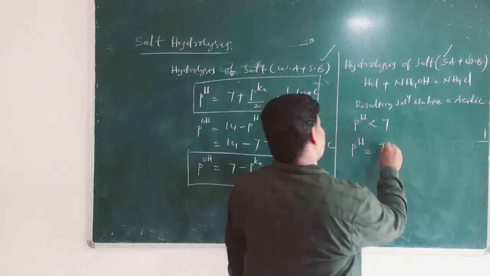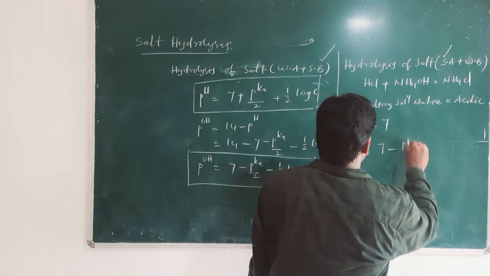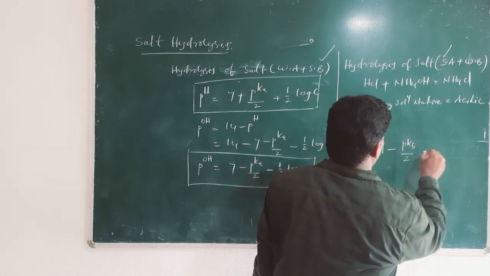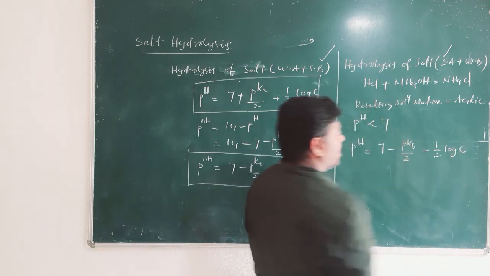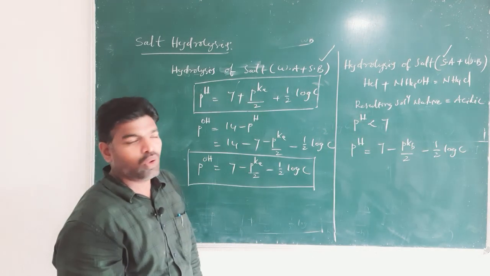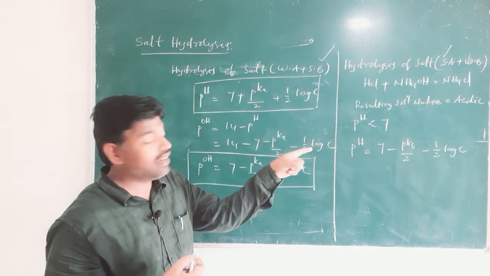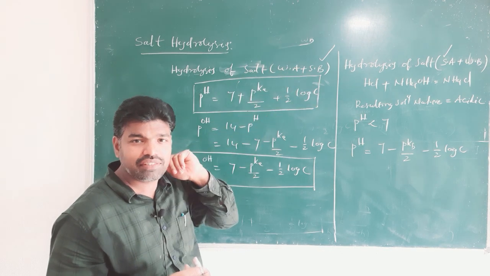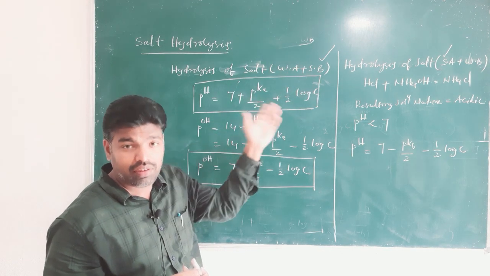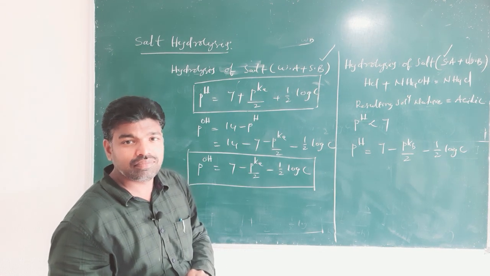So, 7 minus pKb by 2 minus 1 by 2 log C. How can I write this equation without performing all the long derivation?